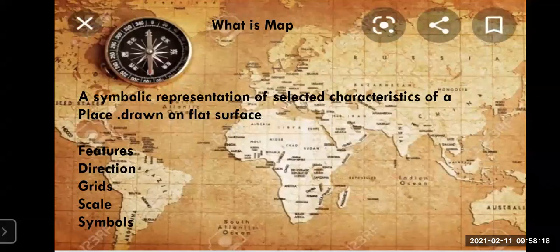Next, what is important here is the symbol. Symbols represent geographical features. They are very important, and different types of symbols are there.